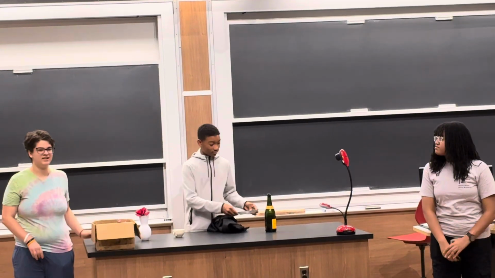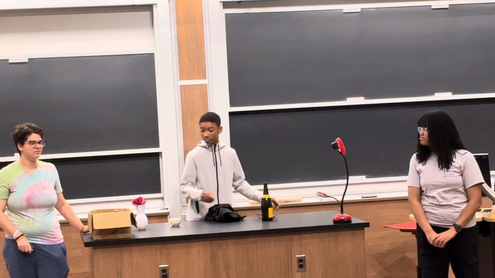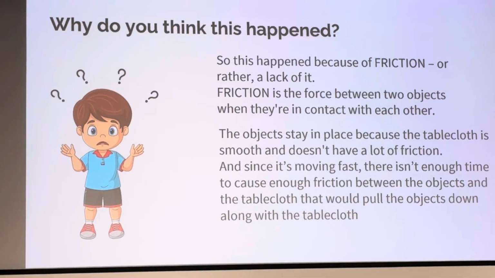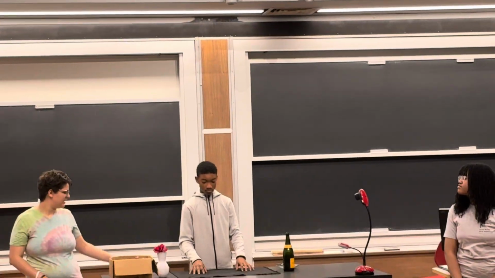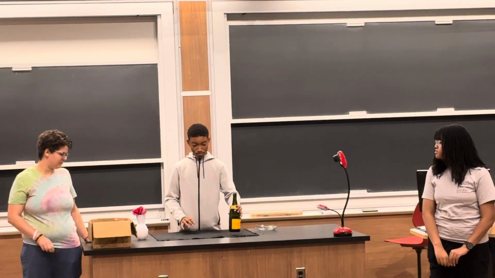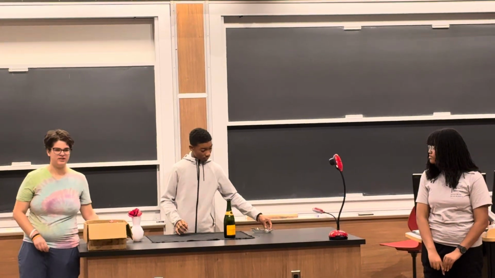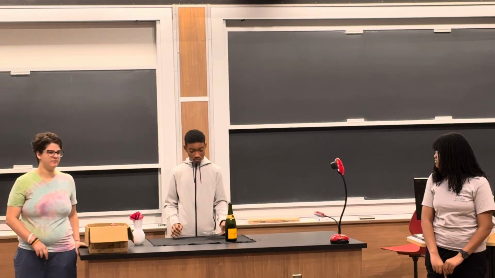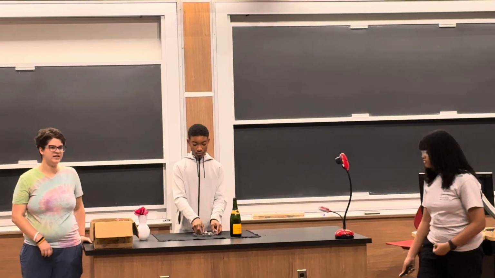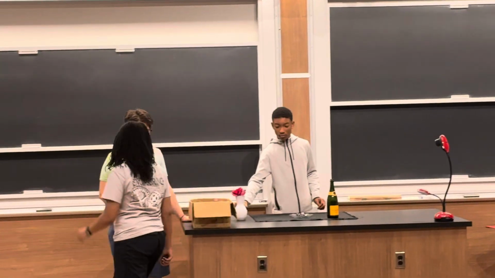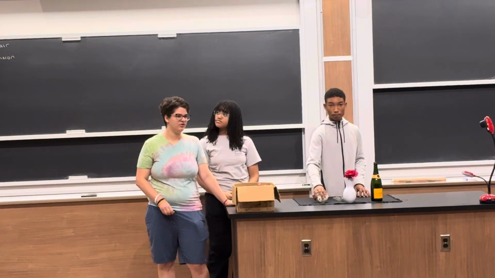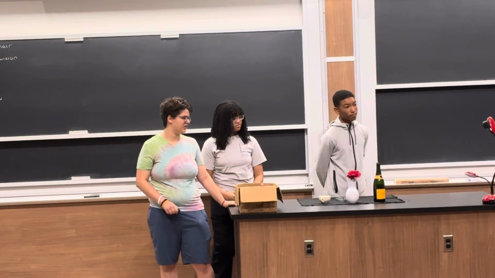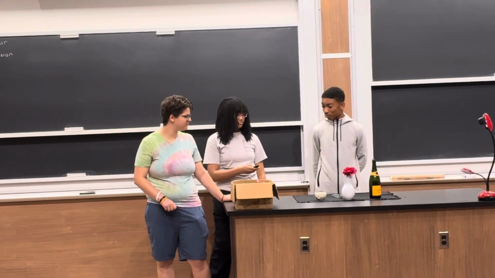Alright, so this did happen because of friction. Friction is the force between two objects that acts against motion. In the case of this tablecloth demonstration, the tablecloth is very smooth, so there's not a lot of friction between it and the objects on it. It's also moving very fast, so there isn't really enough time for the tablecloth to cause enough friction to pull the objects along with it.